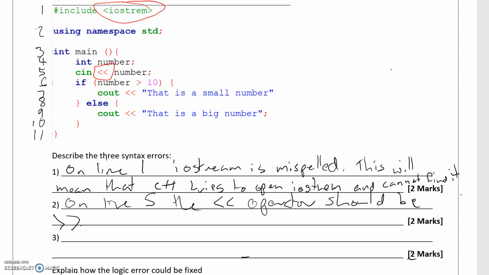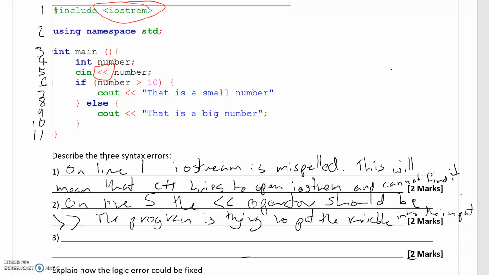The other way you could try and explain it is you could say that the program is trying to put the variable into the input, whereas we should be trying to set the variable from the input.